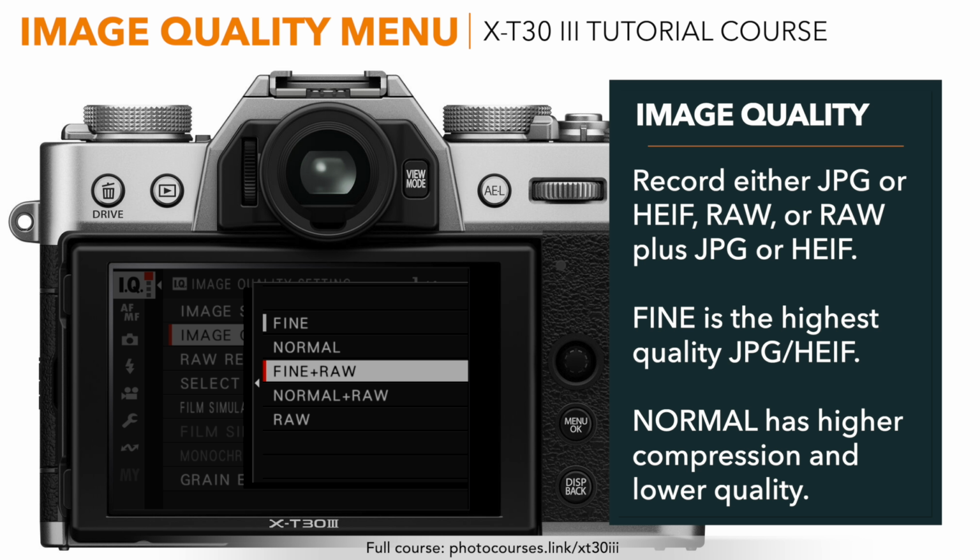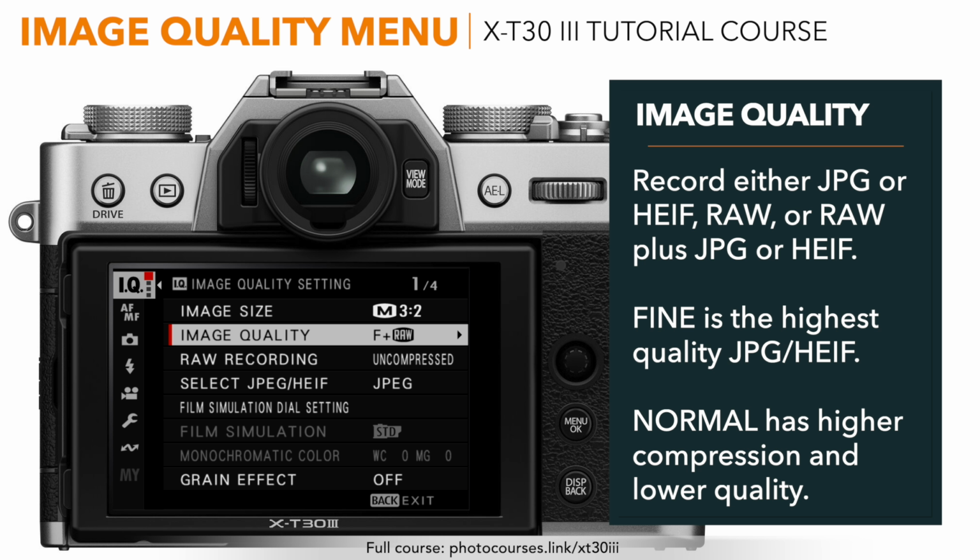My own personal preference is to record RAW plus fine. I always have that RAW file as a backup, as an archive, but I also have the processed JPEG file. So if I get my JPEG right in the camera, I don't have to process anything. But again, I still have that RAW file backup.